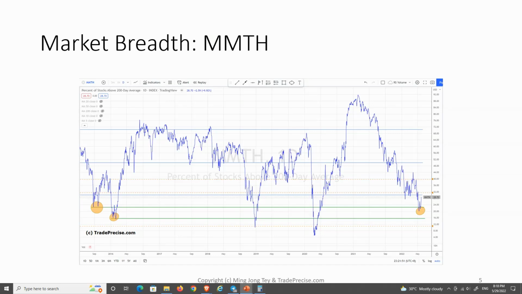You can definitely see from this chart here. This is MMTH. You can find it in TradingView, and it's the percentage of stocks above the 200-day MA. I think it's pretty self-explanatory.